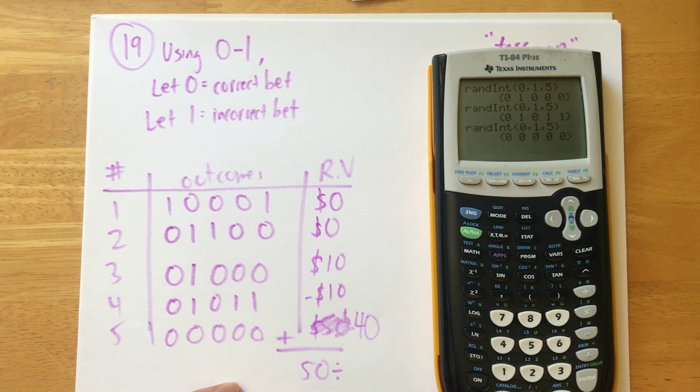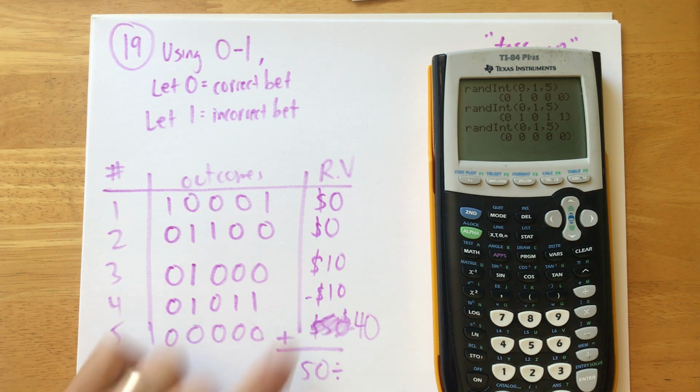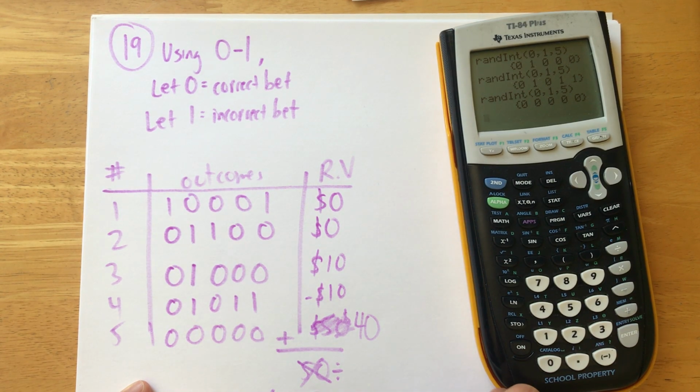Okay, let me make sure I did that correctly in the other ones. He got 20, yeah. Okay, so actually he got $40 and then divide that by 5. Right, because we had 5 right here, so average, he made an average of $8.